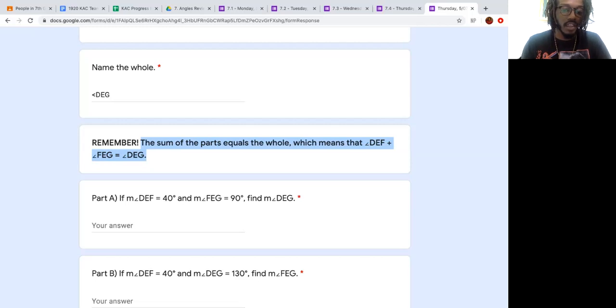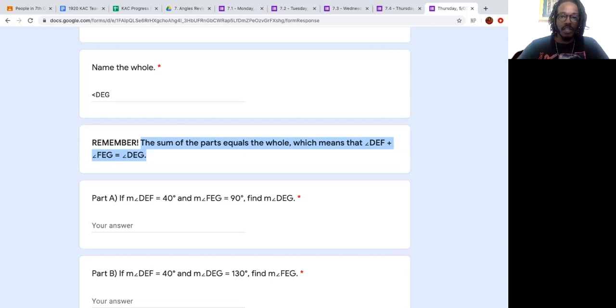40 minus 40 is 0, which means that just leaves me with X. And I know that X is equal to 130 minus 40. 130 minus 40 is 90. So what we would say is that the measurement of angle FEG equals 90. And that's how you would answer that, putting your answers in as numbers and not a bunch of extra stuff. So make sure you get this down.